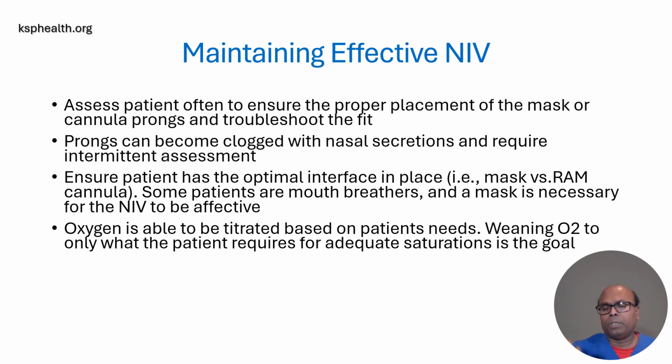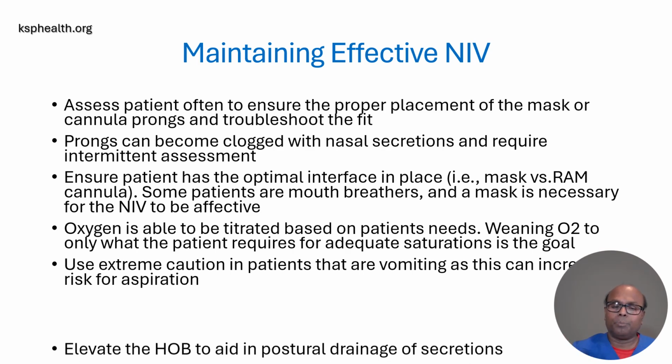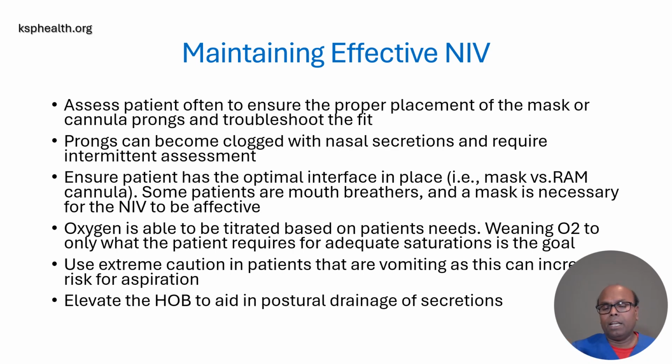Oxygen can be adjusted based on patient needs. Wean oxygen to reach our goal of keeping saturation 90 to 96. Use extreme caution in patients that are vomiting, as this can increase the risk of aspiration. Elevate the head of the bed to aid the postural drainage of secretions.